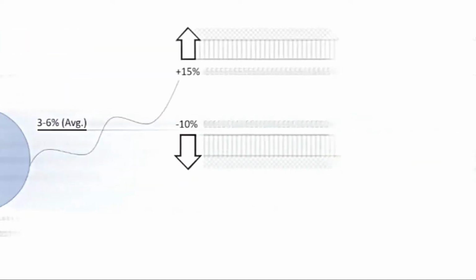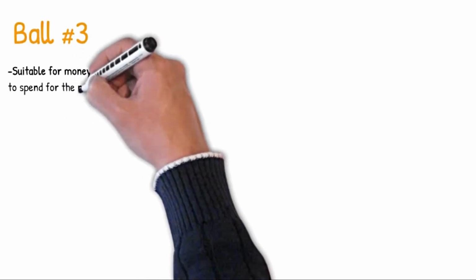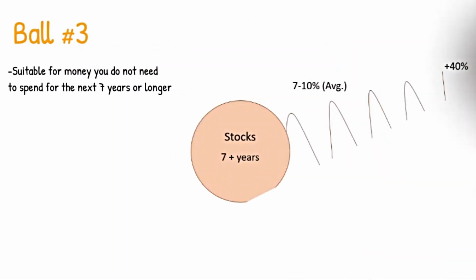The third ball is suitable for any money you do not need to spend in the next 7 years or longer. The third ball is stocks. Stocks is a capital raised by businesses or corporations through the issuance of shares. Companies typically issue shares as a method to raise money so that they can improve their business by spending the money raised on things like more employees, or to manufacture a new product, or to acquire a competing business, just to name a few examples.